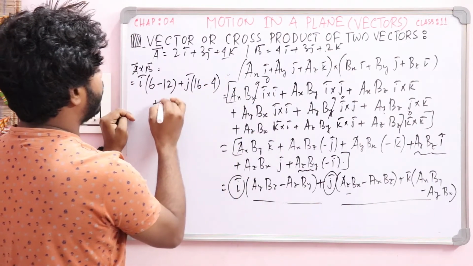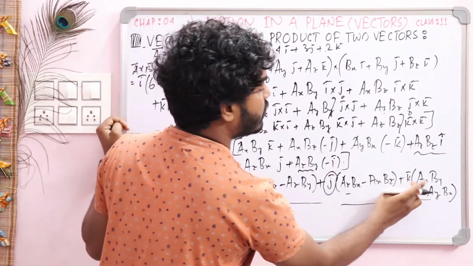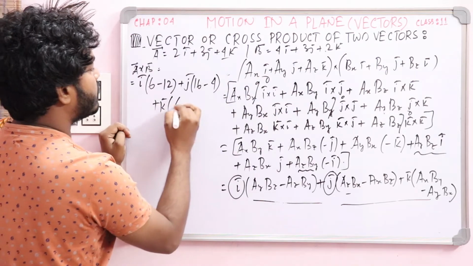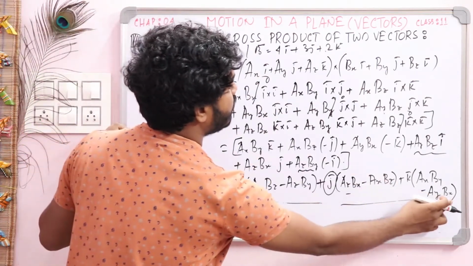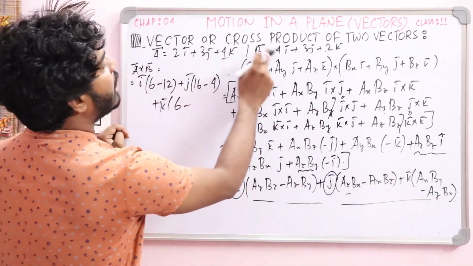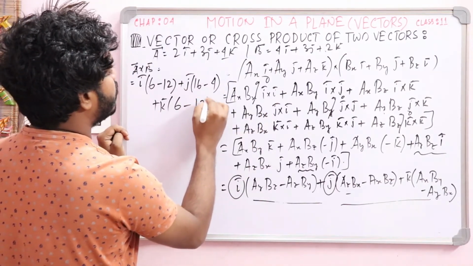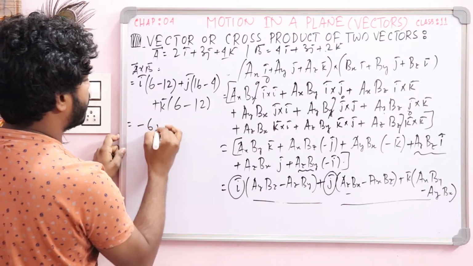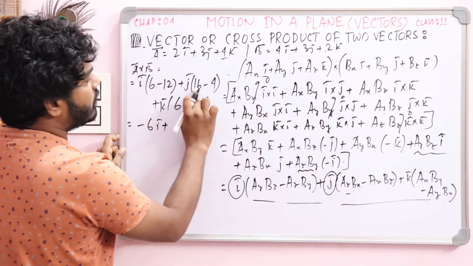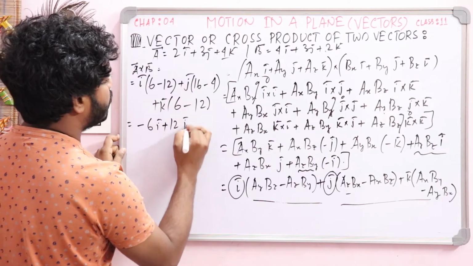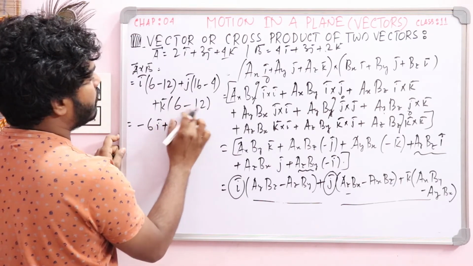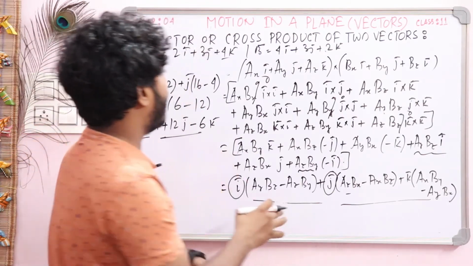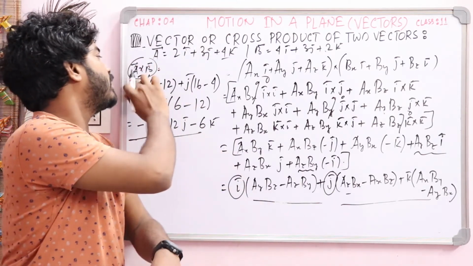Now plus k cap, use this one, ax by, ax 2, by 3, so this one is 6, minus now ay bx, ay 3 and bx 4, this one is 12. So the answer becomes 6 minus 12, that is minus 6 I cap, plus 16 minus 4, that is 12 j cap, minus 6 minus 12, that is minus 6 k cap. So using this formula you will calculate a cross b.